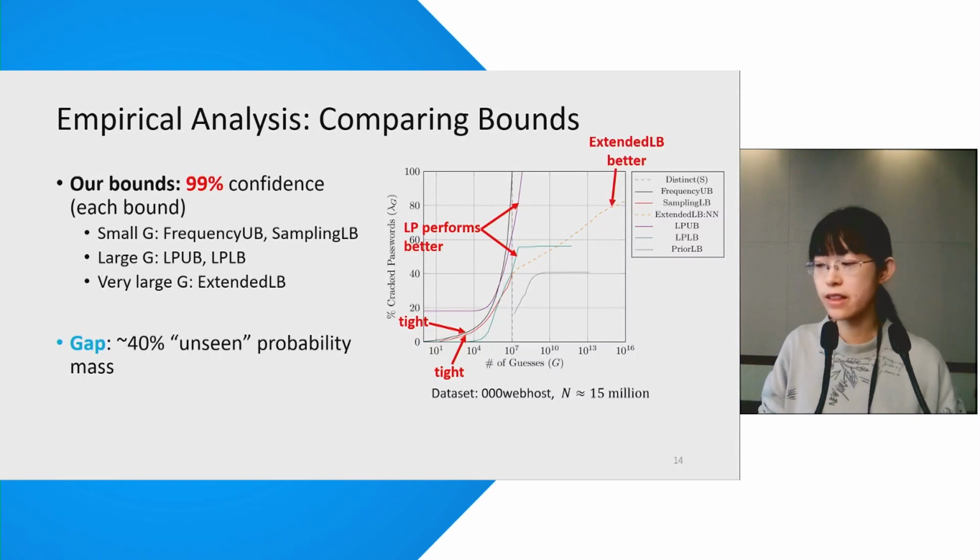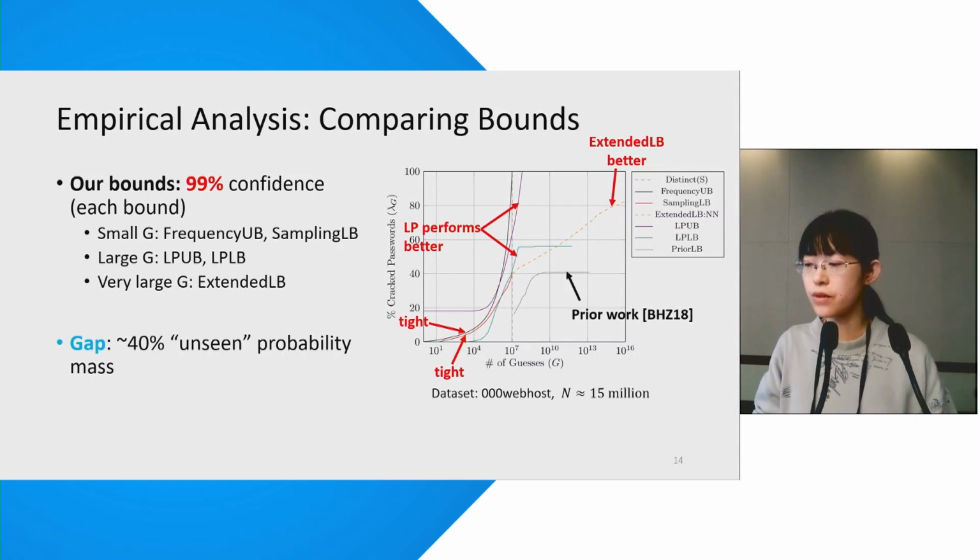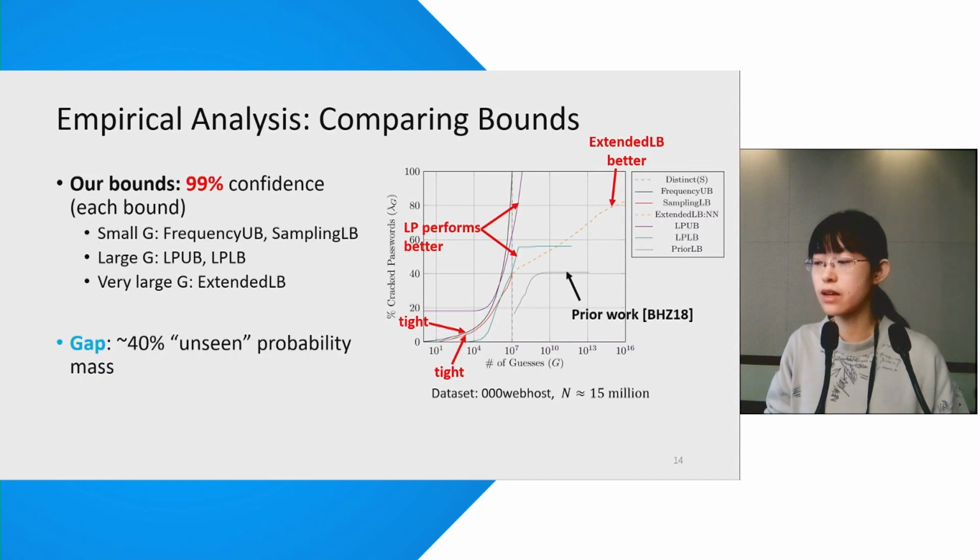Then for extremely large guessing number G, the extended lower bound provides a useful lower bound. We find that there is one prior work that also lower bounds lambda G, and we can show that our bounds outperform the prior lower bound.